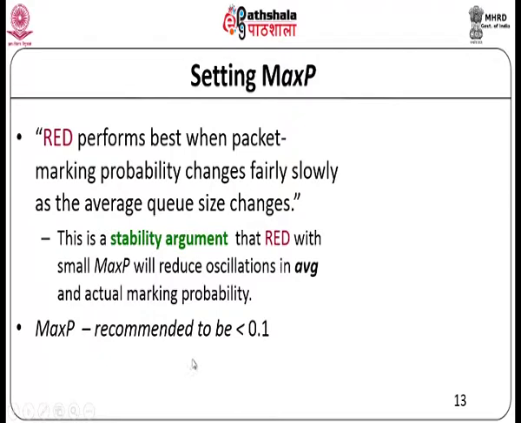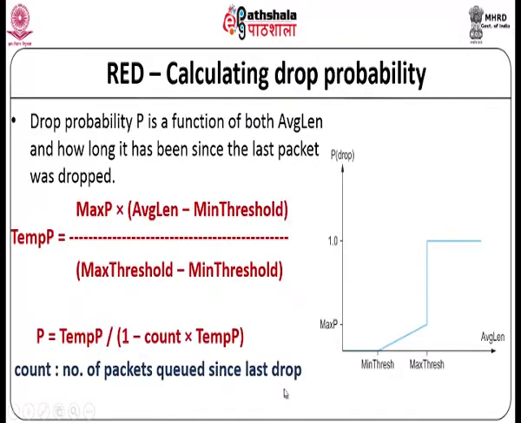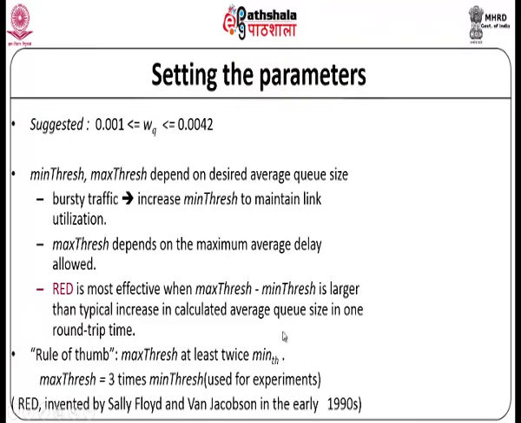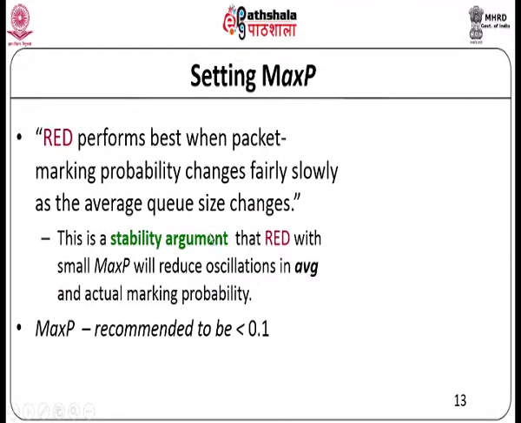The next factor that we have to look at is max P. Remember that we have a factor here called max P that we are using. So how do we set this max P factor? Max P is again based on a lot of experiments. It has been found that for the network to be stable, there is a stability argument which says that we do not want frequent oscillations. That is, we should not have a situation where TCP goes into congestion control mode very quickly and immediately comes out of congestion, and again has to go into congestion.